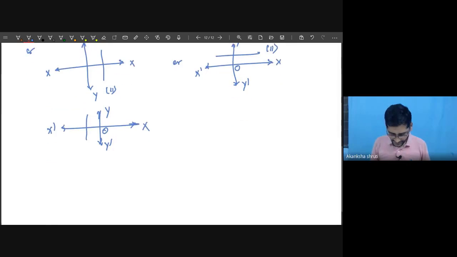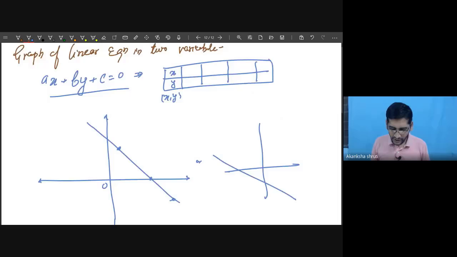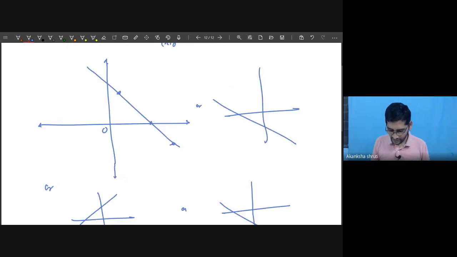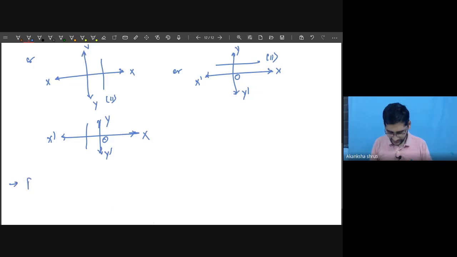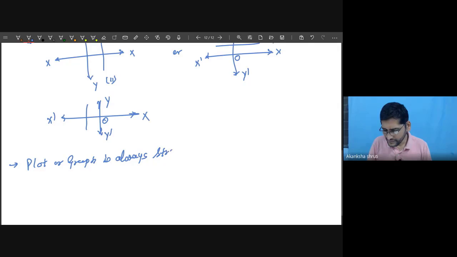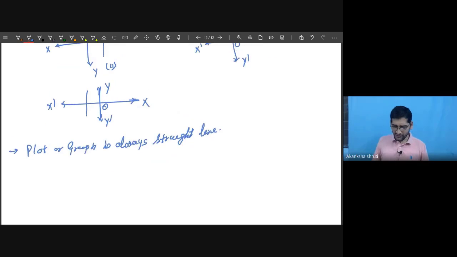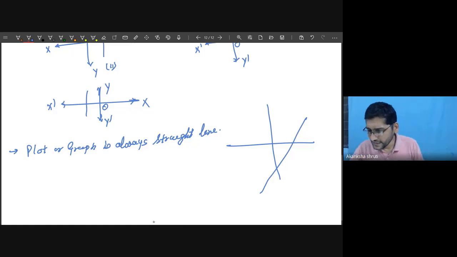Student, here we have to keep in mind that the graph or plot of a linear equation is always a straight line. That is one thing. Now in this straight line, let us consider the graph is like this. We are just considering it.